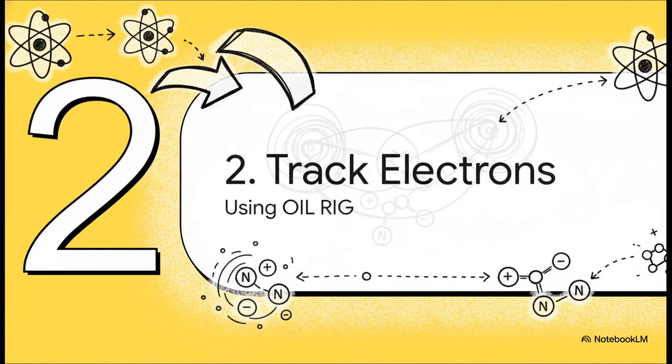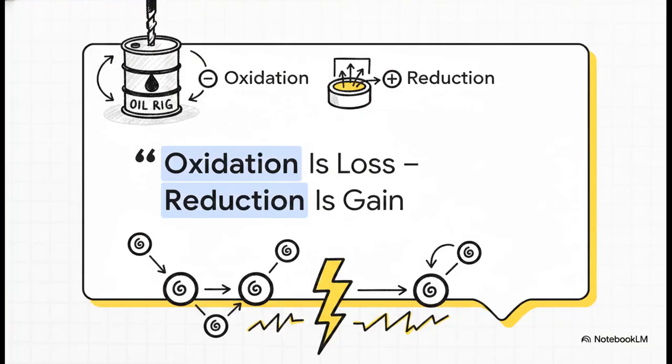Moving on to part two, tracking electrons with OIL RIG. To really grasp these reactions at that molecular level, we need to arm ourselves with the right investigative tools. We're zooming way past oxygen now, and this little mnemonic is your absolute anchor. It's going to save you from so much cognitive overload. Just remember OIL RIG to track the movement of electrons. Oxidation is loss. Reduction is gain. Keep this front and center in your mind, and you'll never get lost looking at a chemical equation again.